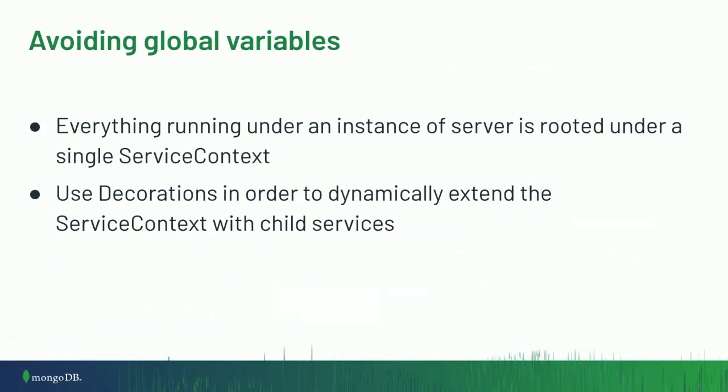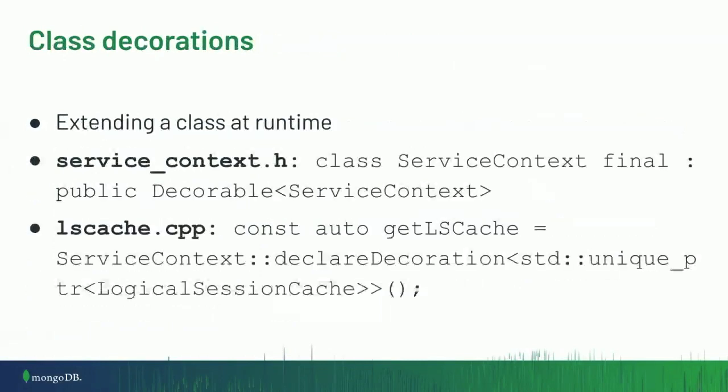We implemented a cool framework called decorations in order to dynamically extend the service context with child services. So if you have 5 different services, well, we have more than that, there's probably 20 or 30 things that hang off of the service context. We don't have to forward declare them or put a pointer in the service context class. Instead, the decoration framework works something like this.